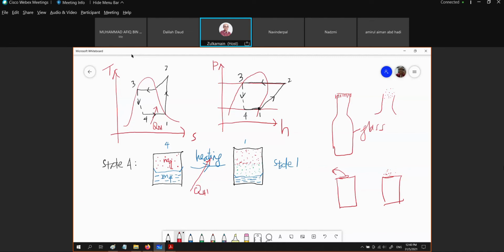This Mg does not play any role in absorbing the Q41. So right now, what we are going to do, we are going to separate these two parts. Okay, we are going to separate these two parts, the saturated vapor and the saturated liquid.